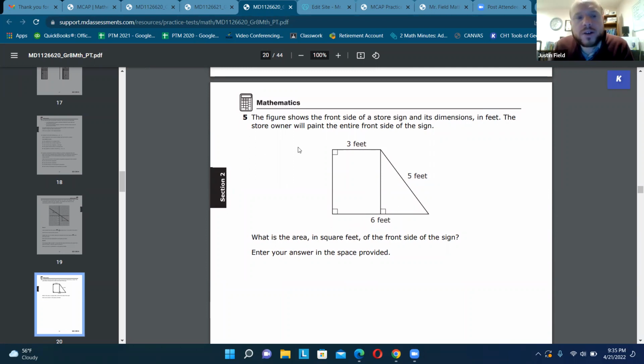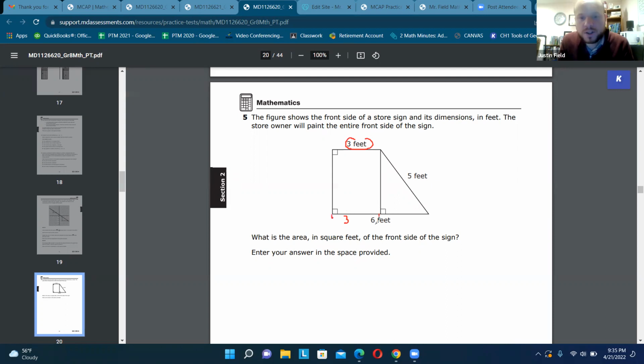All right. So now the figure shows the front side of a store sign and its dimensions in feet. What is the area in square feet of the sign? Oh, you can do that. The area of the sign, what's a trapezoid? But it's also a rectangle and a triangle. So the top of this rectangle is 3, the bottom is 3.